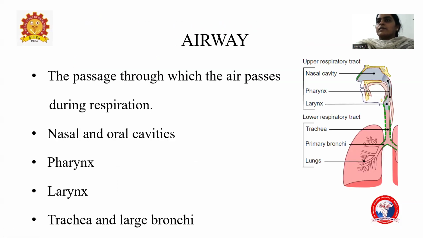So, what is airway? Airway is a passage in which the air passes during respiration. It includes the upper respiratory tract, which includes the nasal cavity, pharynx, larynx, and the lower respiratory tract, which includes trachea, bronchi, and lungs. Today we are going to discuss all these airway parts a little bit and their assessment.